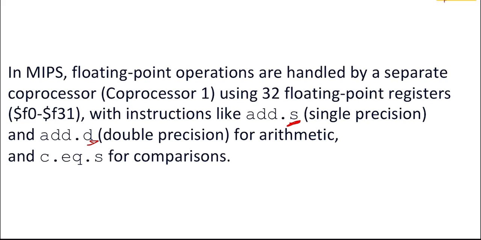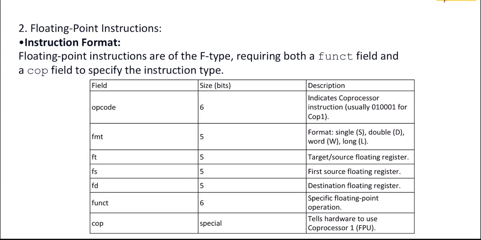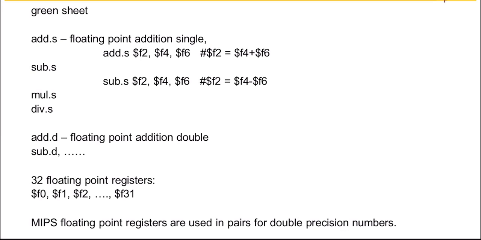And for comparison, you do c.x.s. The x can be equal to, less than, or any other thing, which we'll cover. These are some of the instruction formats that are used: 6 bits opcode, 5 bits format. We have the target, source, destination, specific floating point operation, and COP, which literally tells the hardware to use the coprocessor.